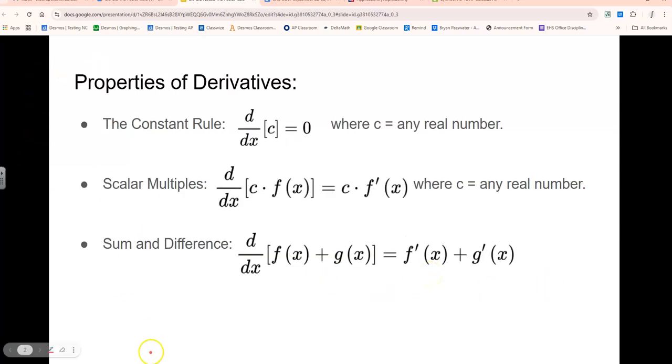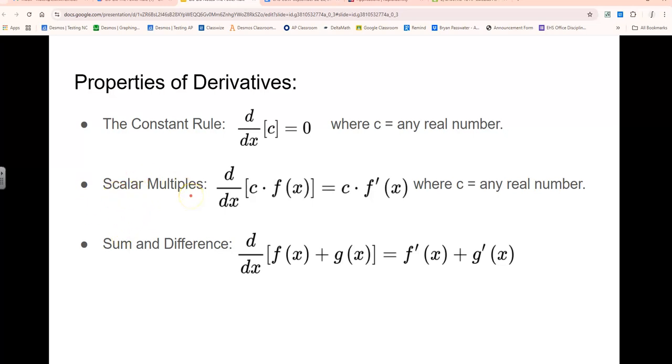There are some properties of derivatives that tell us the constant rule is that the derivative of c is just going to be 0, where c is any real number. We talked about how that really is just the same rule, right? We could really just use the same rule for that, but our book does have it listed out as a separate rule because it probably is helpful for kids to see that.